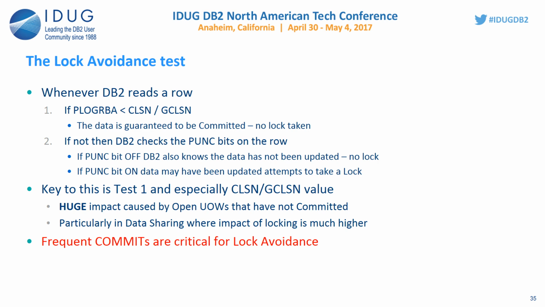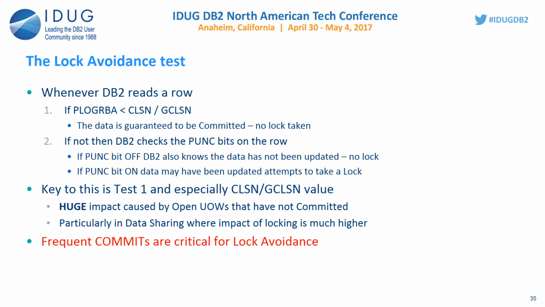So if it does, the data is guaranteed to be committed and no lock is taken. If this PLOG RBA is higher than this, then DB2 has to check the PUNC bit on the row. If the PUNC bit is off, then DB2 knows that row hasn't been changed by anything since the last reorg, and again, it doesn't take a lock. If the PUNC bit is on, then DB2 doesn't know whether the row has been changed or not, and it has to take a lock in the normal way.